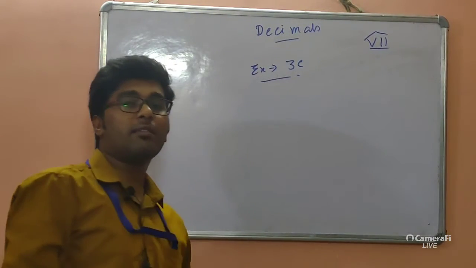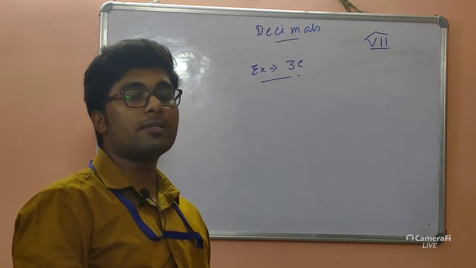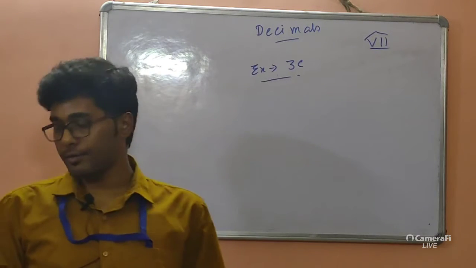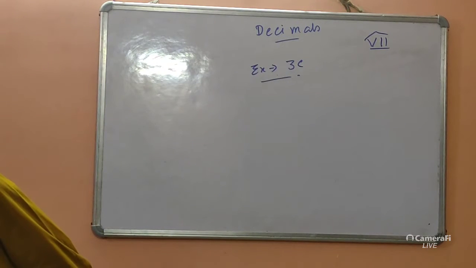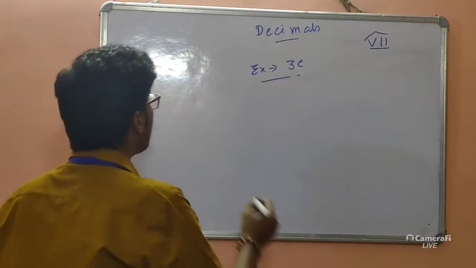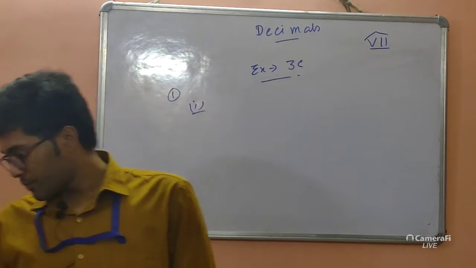Here, what is given? Multiplication. So here we will learn decimals multiplication. Clear? Okay. Let us move on then. So let us do question number 1. What is the question?